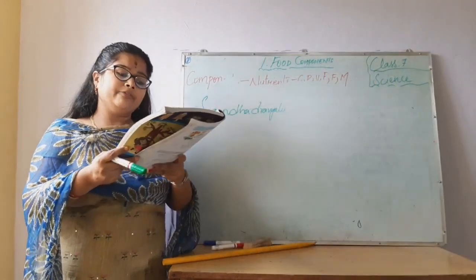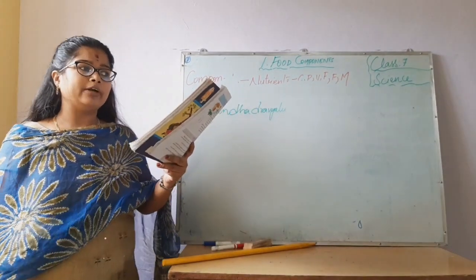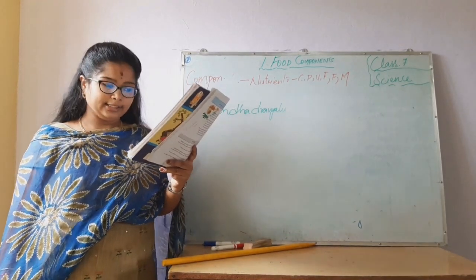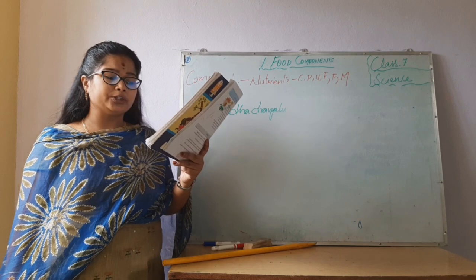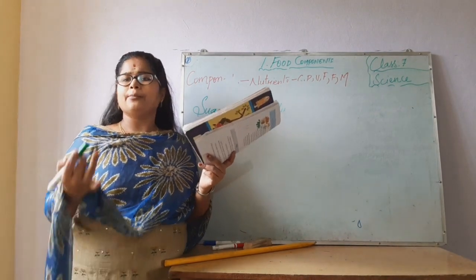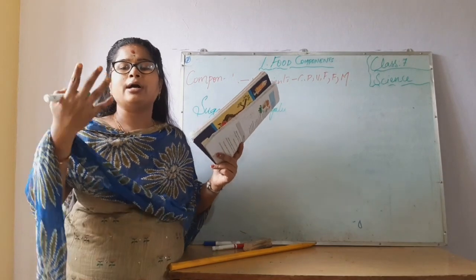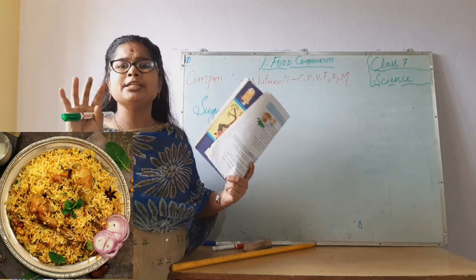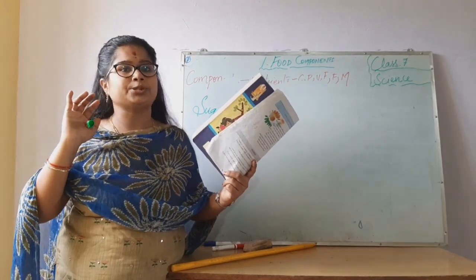And next, everyone has their own favorite food. You need to write yes or no in this answer. What is your favorite food or dish? Why do you like it? Whatever it may be, like your biryani or chicken or mutton or your aloo fry or something, you are supposed to write why you like it also.